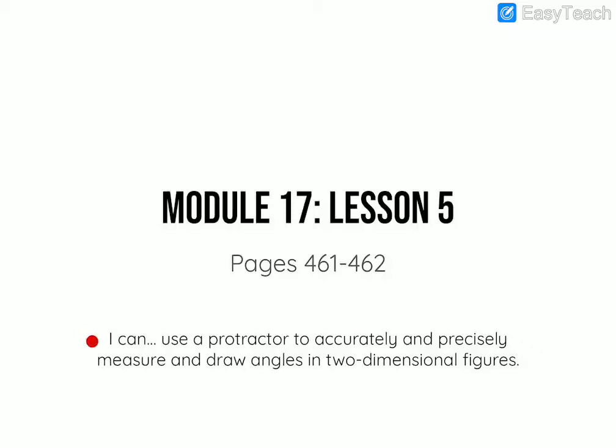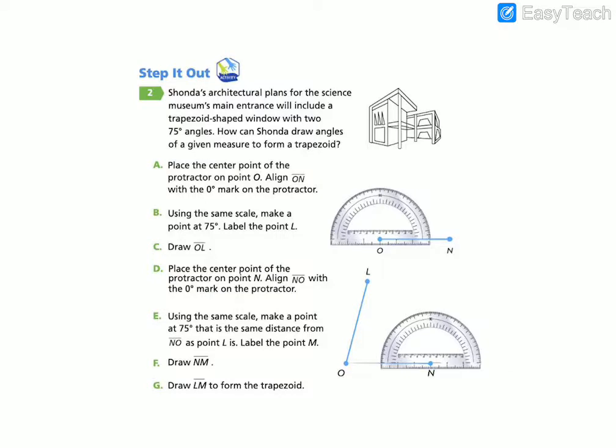Our I CAN statement reads, I can use a protractor to accurately and precisely measure and draw angles in two-dimensional figures. You will need a protractor to complete this lesson. The problem we're going to do together, you will not need a protractor for, but you will need a protractor to complete the remainder of the lesson. So we're going to go straight to page 462 here.